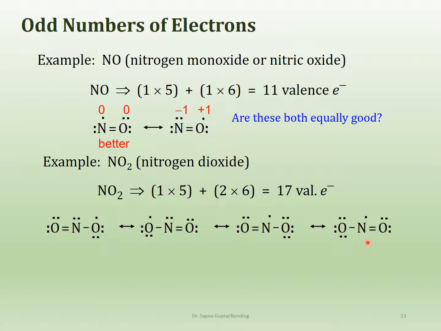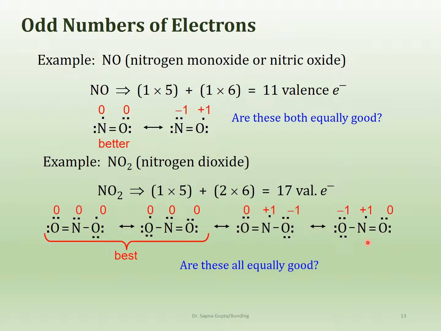So how do you know, again, which structure is the correct one? How do you find that out? Again, formal charge. That will give you the answer. Here are the formal charges for all of these different structures. The one that has a 0,0 formal charge is going to be more stable.